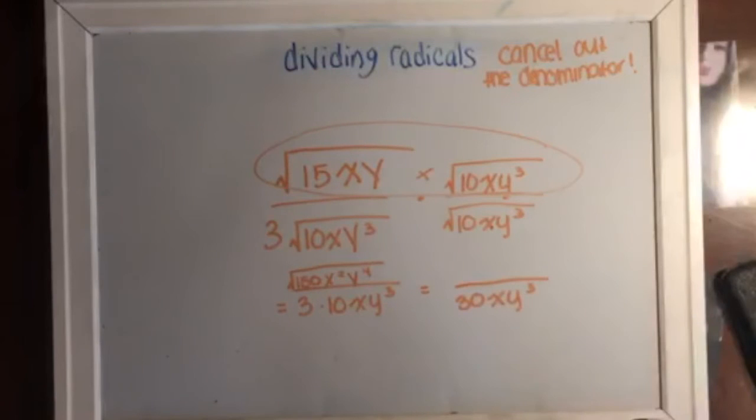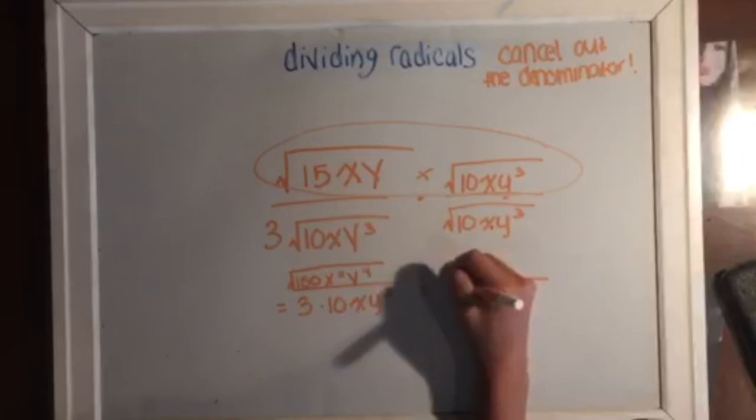On the bottom, that's just going to make 30xy to the third simplified, and on the numerator, what you're going to want to do is simplify that even more. So rad 150 goes into rad 25 times rad 6.